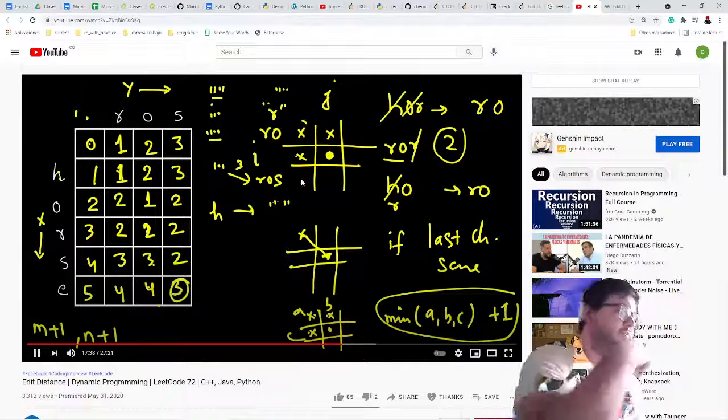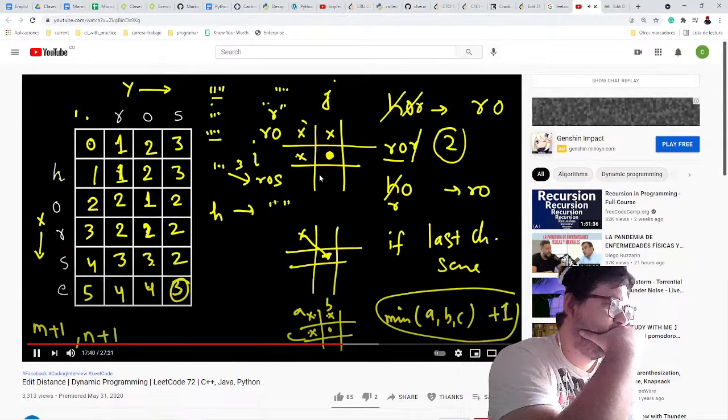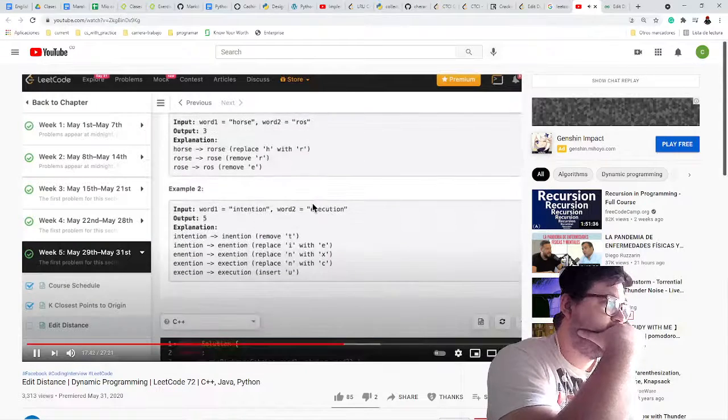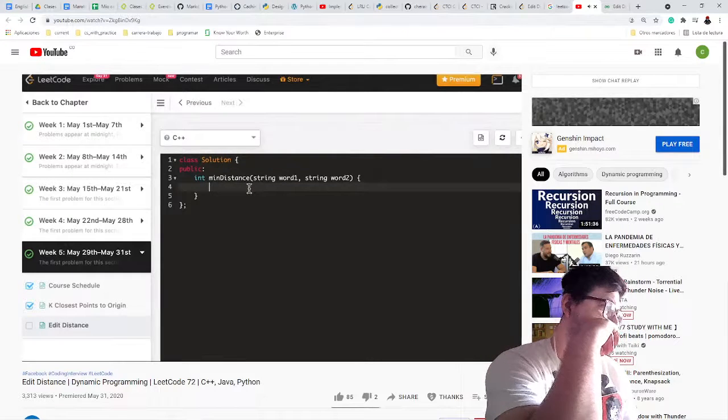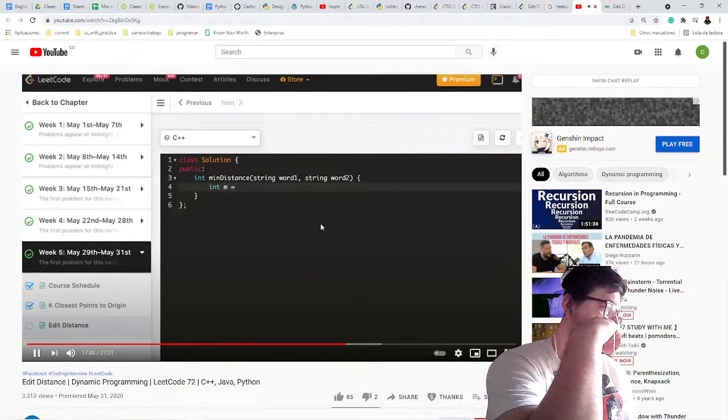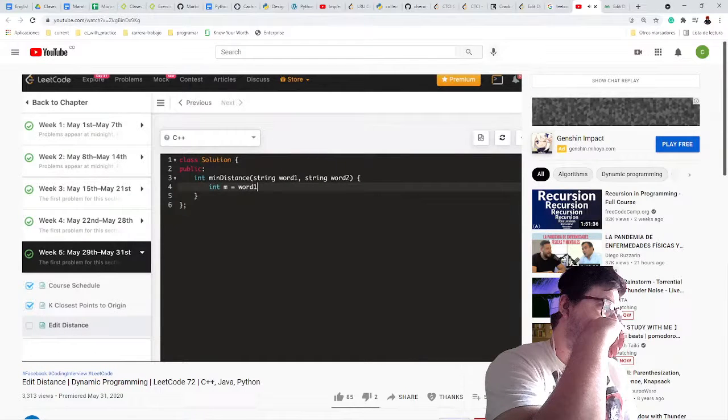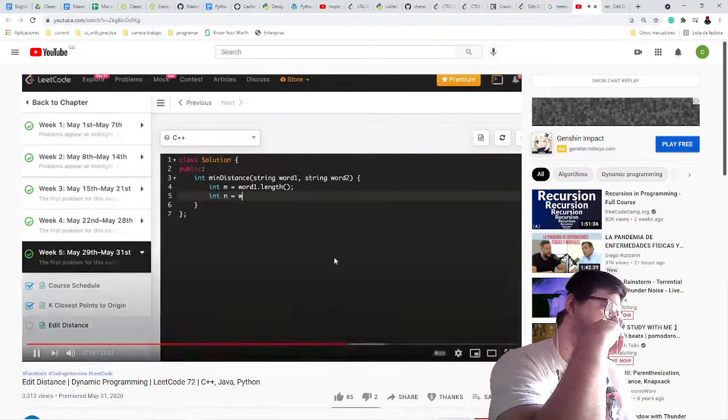So let's write the code for this. First we will do it in C++. Let's stick to that convention that we have been using. M denotes the length of the first word, and N denotes the length of the second word.